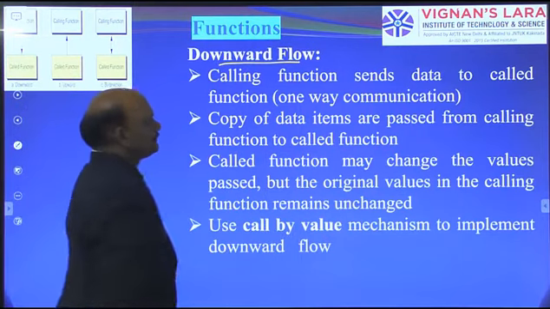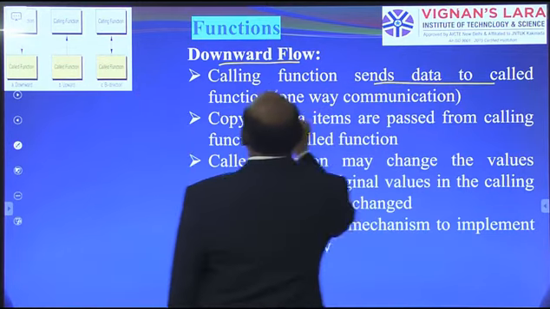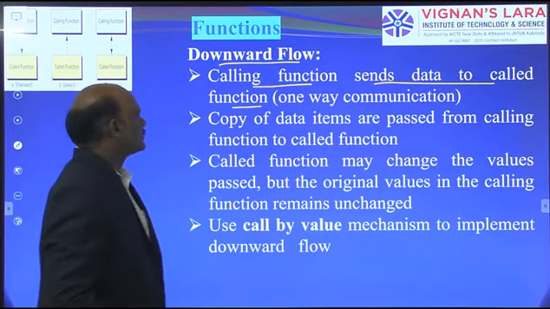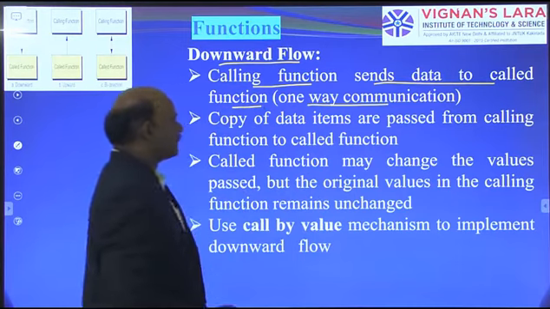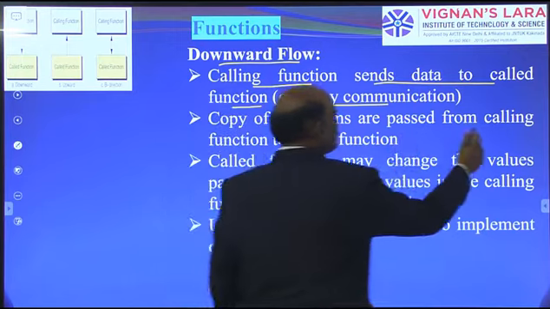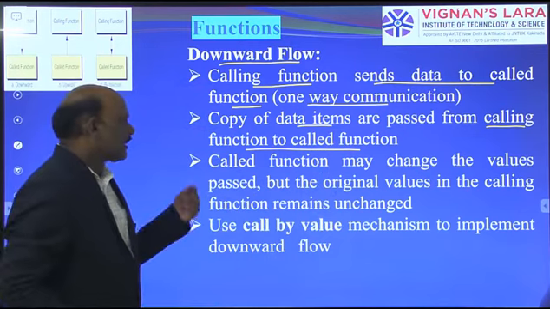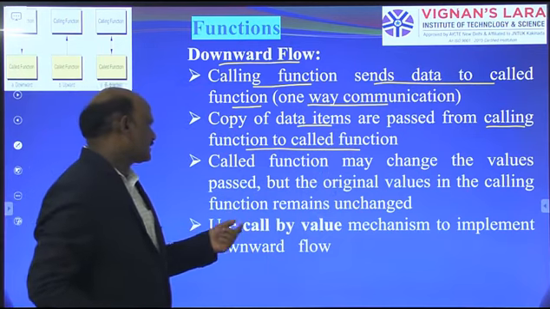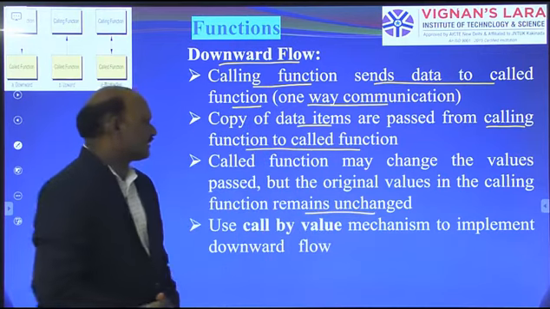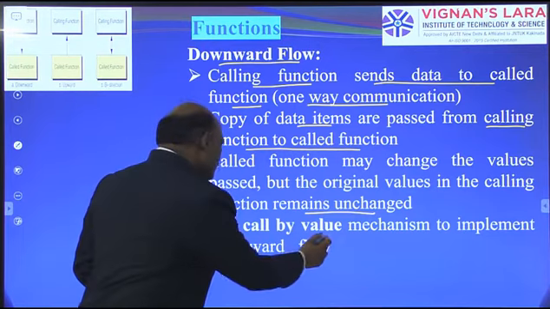First one, downward flow. In this, a calling function sends data to the called function. That is why it is one-way communication. A copy of data items is passed from the calling function to the called function. The called function may change the values passed, but the original values in the calling function remain unchanged. So use the call by value mechanism.